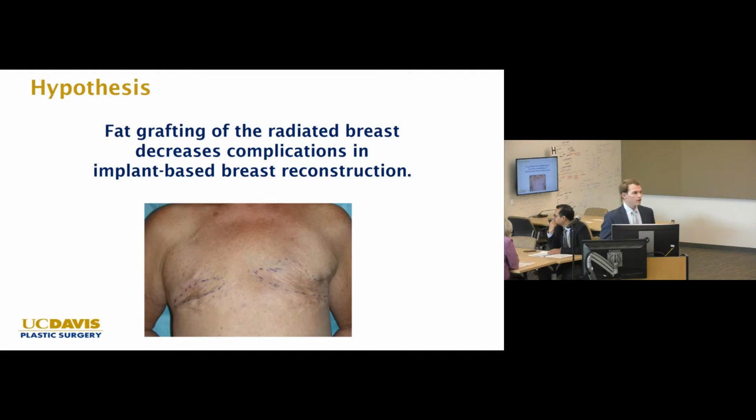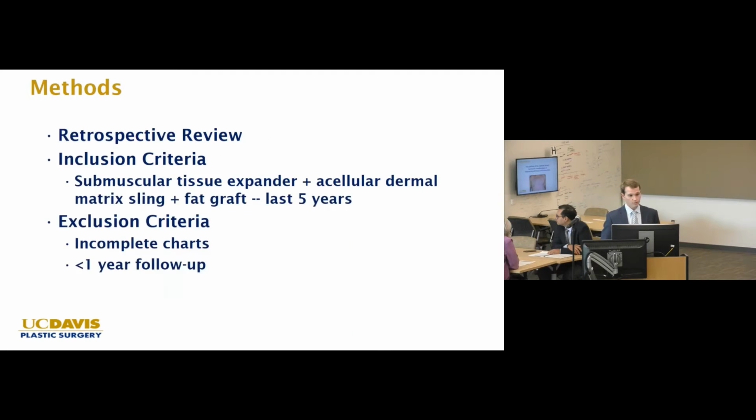Within recent years, fat grafting has really changed things. You can take a patient who looks like this, with dimples and skin that is really down to the chest wall, and in more recent years we've been able to improve it. Fat contains stromal cells and adipose-derived stem cells that help with transfer. Taking fat from a healthy environment into a less healthy environment does seem to have beneficial effects on soft tissues in this area. Our hypothesis is that fat grafting in a radiated breast increases complications in implant-based breast reconstruction.